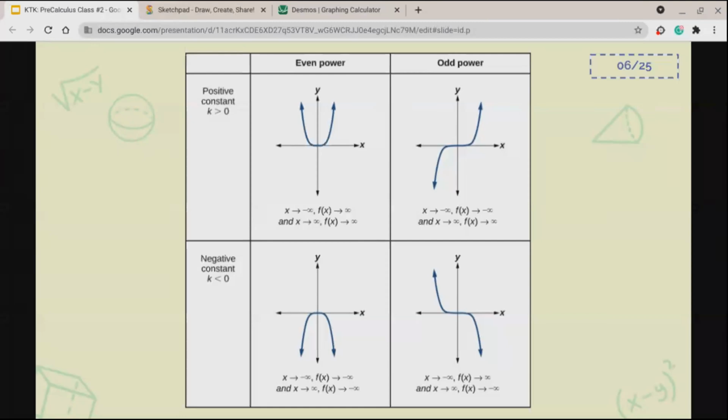As x extends to negative infinity, f of x extends to infinity, and as x extends to infinity, f of x extends to infinity. Just take a look right there at the end behavior on that one. Over here, with a negative constant, you see a similar pattern. As x extends to negative infinity, f of x extends to negative infinity, and as x extends to infinity, f of x extends to negative infinity. And that's on the even power. Both of them would be facing downwards. In the odd power, you have opposite end behaviors.